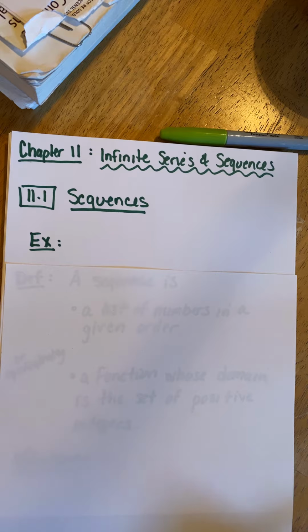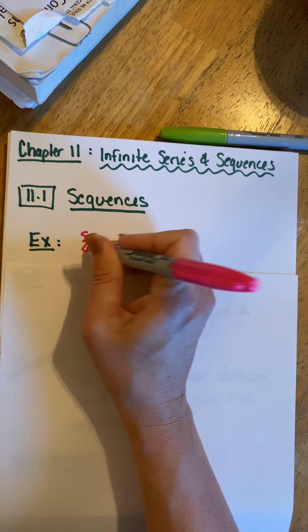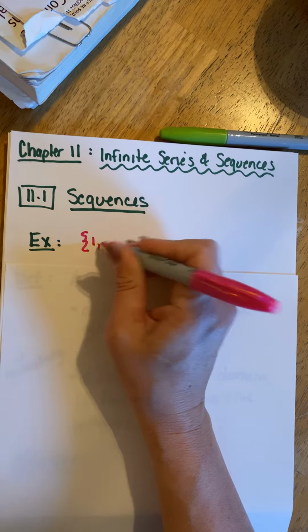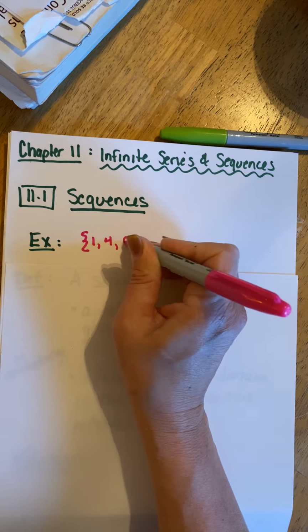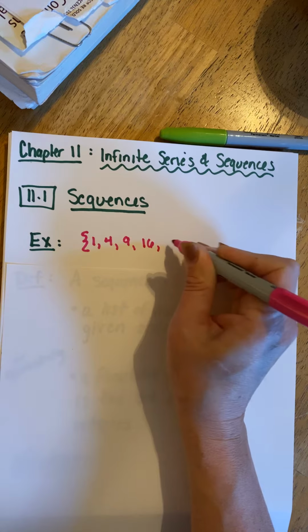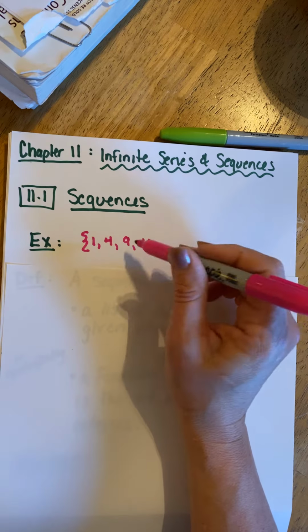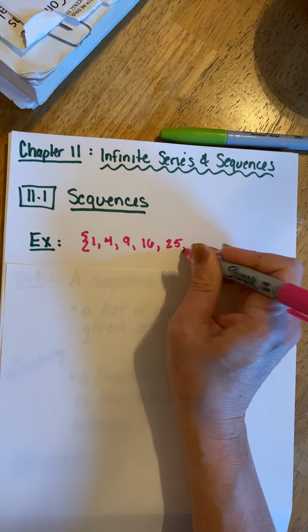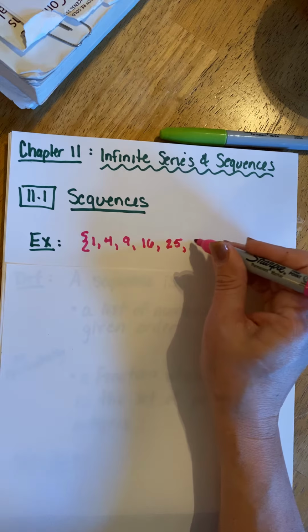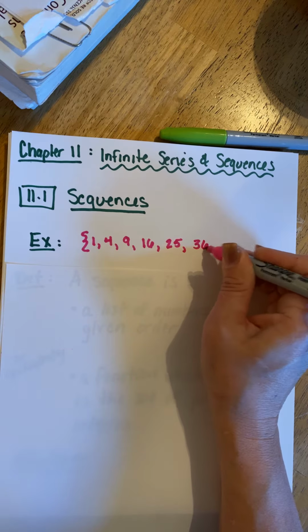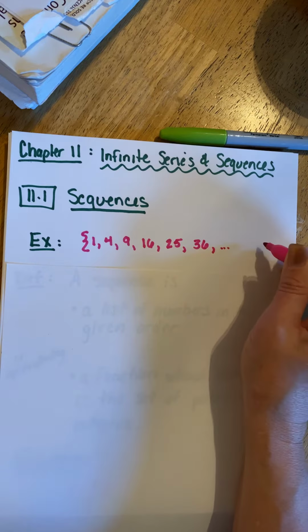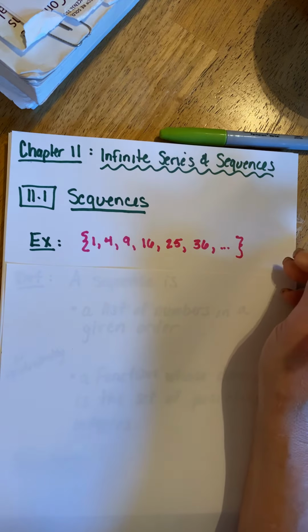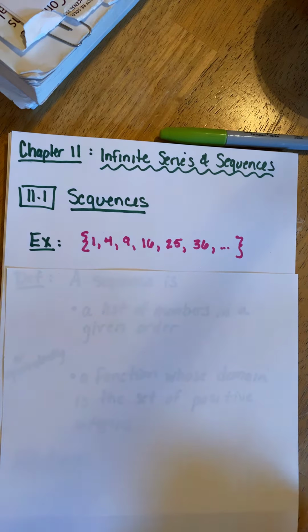So the first section in chapter 11 is sequences. An example of a sequence is maybe something like 1, 4, 9, 16. What we look for in a sequence is just a set of numbers in order. Order is important, and we look for some sort of pattern. So if you can think ahead, you'll probably guess that the next element would be 25, the next term would be 36, and we can continue like this. When we put those 3 dots, it means it continues like that forever. So there's an example of a sequence.